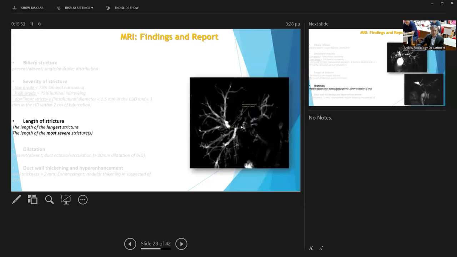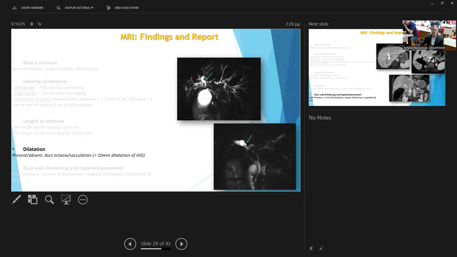When we find again the stenosis, we should measure the longest stenosis in coronal plane, and we should measure the length of the most severe strictures. The biliary dilation can be present or not, it depends on the stage of the disease, but we should use two different terms, biliary dilation and biliary sacculation. Sacculation means dilation of the intrahepatic biliary tree with a caliber of at least 10 millimeters.